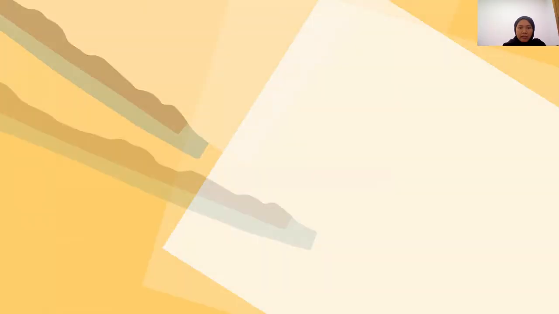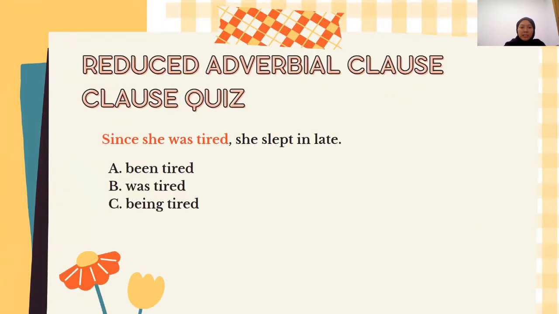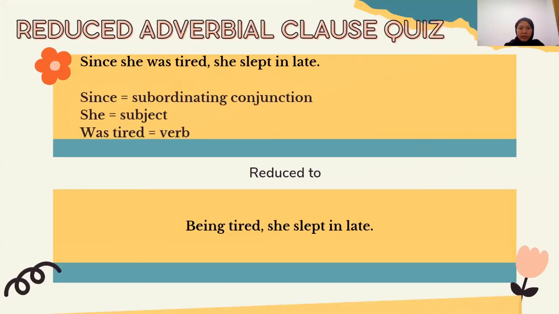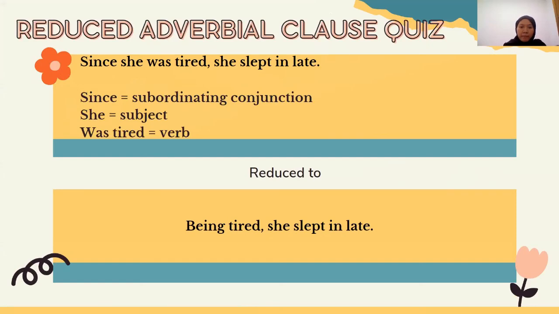The next sentence we have, since she was tired, she slept in late. And again, there are also three options on this sentence. A, being tired, B, was tired, and C, being tired. And the correct answer is C, being tired, she slept in late.